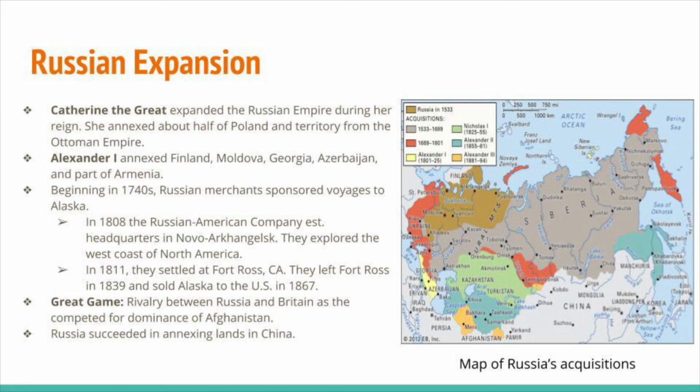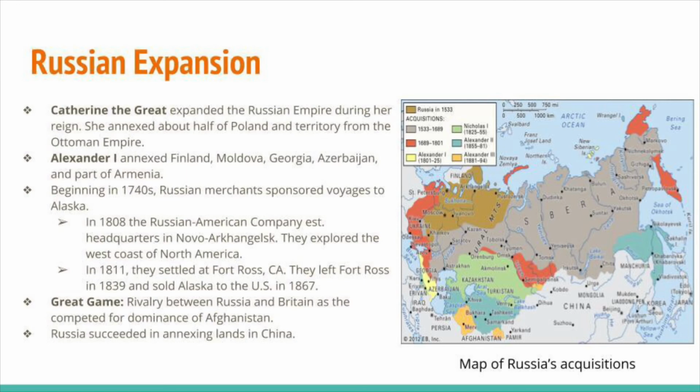Beginning in the 1740s, Russian merchants sponsored voyages to Alaska. In 1808, the Russian-American Company established headquarters in Novo-Arkhanghelsk. They explored the west coast of North America. In 1811, they settled at Fort Ross, California. They left Fort Ross in 1839 and sold Alaska to the U.S. in 1867.